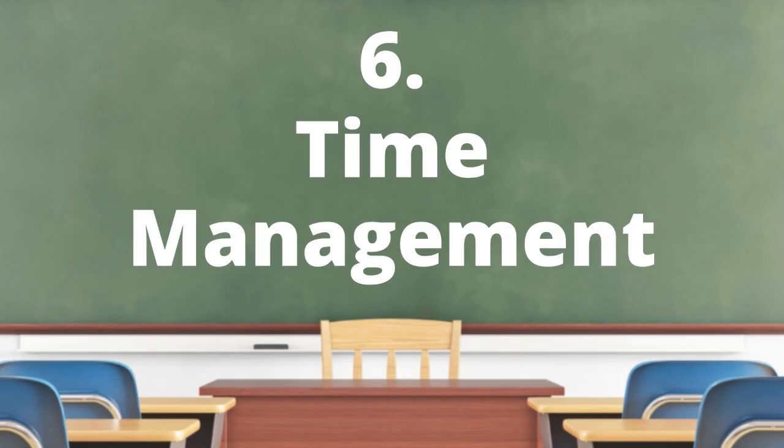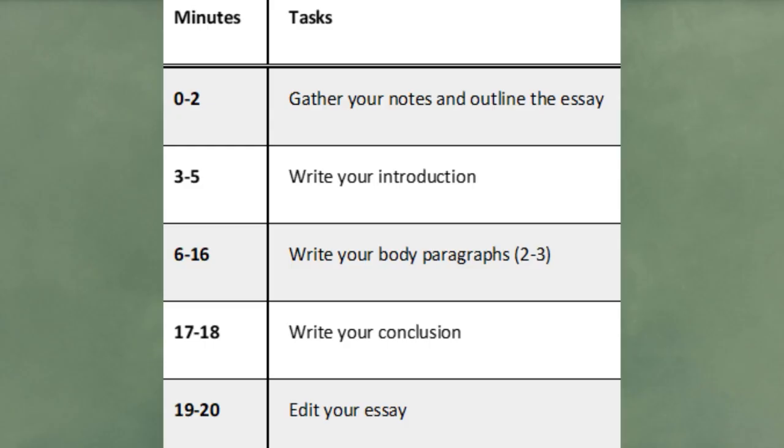Time management. For the integrated writing task, you only have 20 minutes to write your essay. Therefore, while time management is important throughout the test, it is especially important in this task. You should spend approximately 2 minutes taking notes and outlining your answer, 3 minutes writing your introduction paragraph, 11 minutes writing the body paragraphs, 2 minutes for the conclusion, and the last 3 minutes for editing.